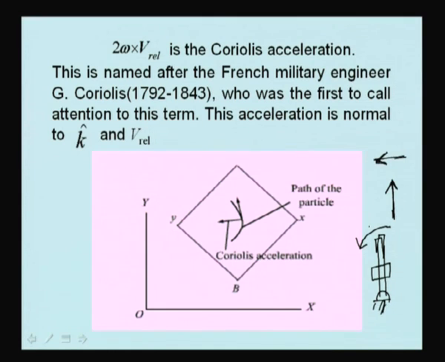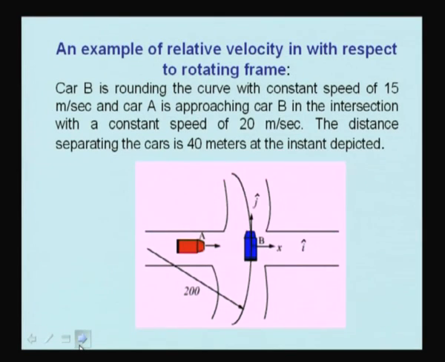Similarly, if the rod link would have been rotating in the opposite direction like this, then the Coriolis acceleration would have been like this. So, Coriolis acceleration can be in both directions. Normal acceleration is directed towards the center of the curvature. Now, having told this, we will solve one example of relative velocity with respect to a rotating frame.